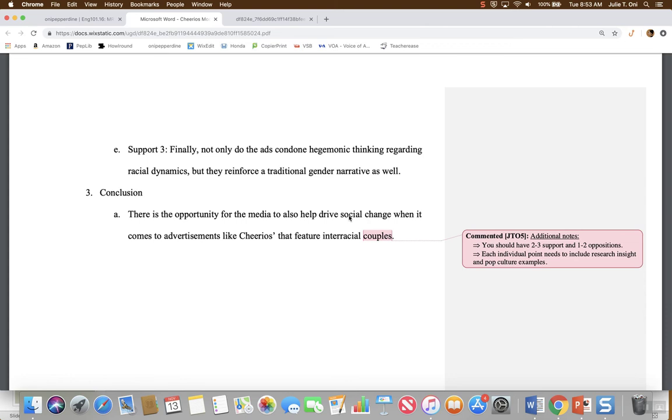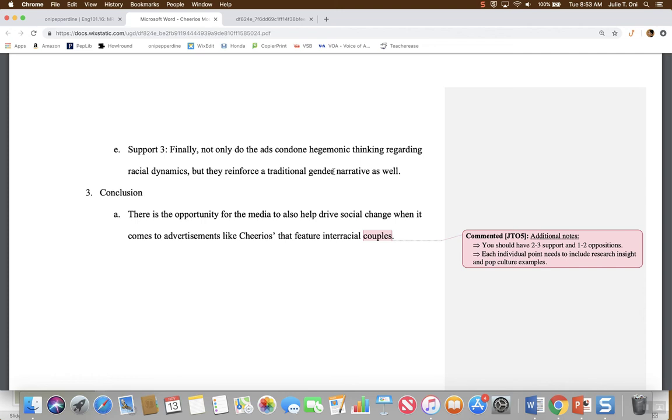The third one we didn't really talk about, but it's very present in the article. Finally, not only do the ads condone hegemonic thinking regarding racial dynamics, but they reinforce a traditional gender narrative as well. So there's a portion in the article or the essay where she talks a lot about how the use of this hegemonic thinking is not only in regard to the racial dynamics, but it also ties into the female characters who are kind of isolated as these mothers in the kitchens that are just there to support their husbands. So another solid point that could be used to say this is just based on a narrow perspective.